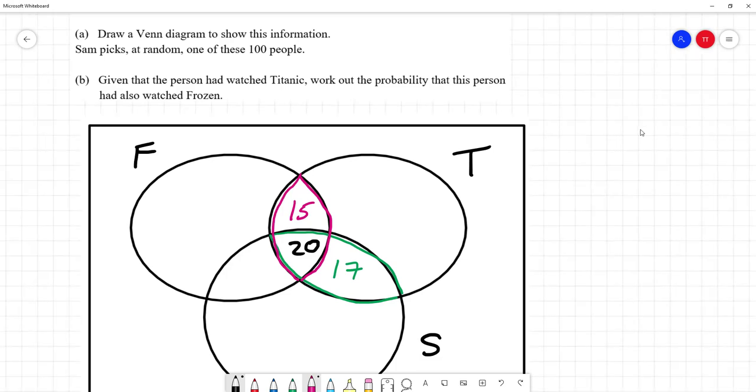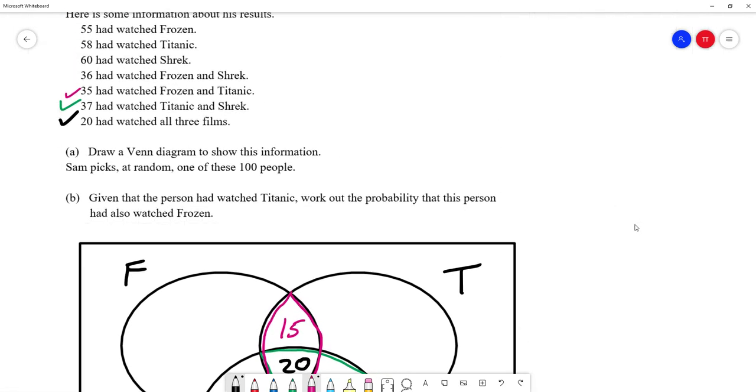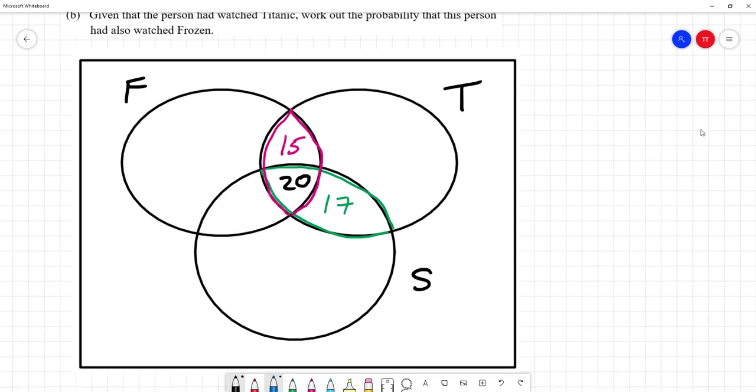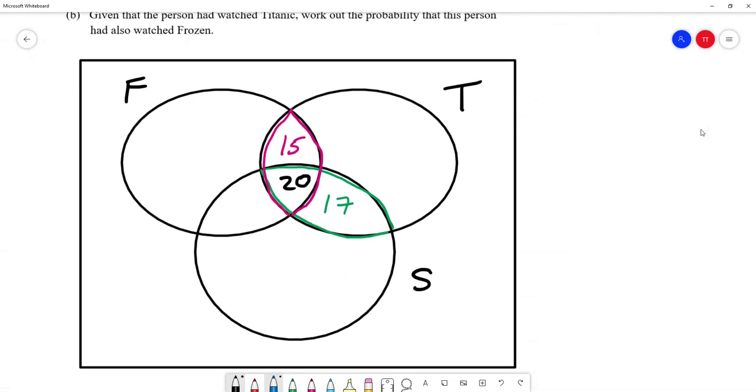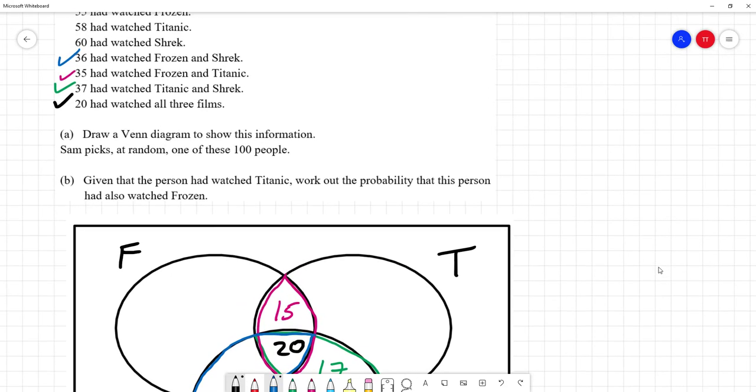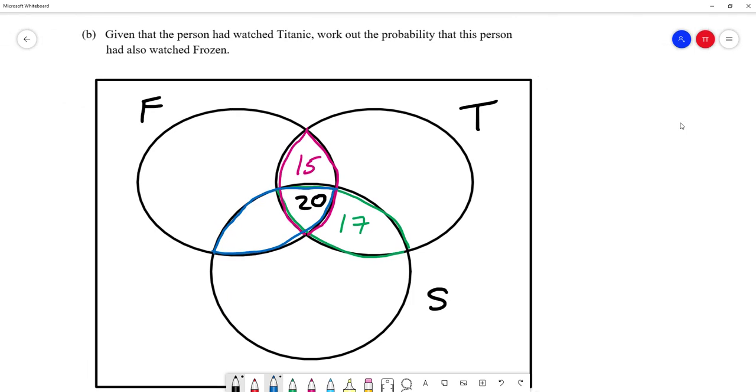And lastly, we need to go to Frozen and Shrek, and that was 36 people. We can do that in blue. So 36 for Frozen and Shrek. That's this section here. The whole thing, just double check with the question, is 36. We've already got 20 people, so we're going to add on 16.